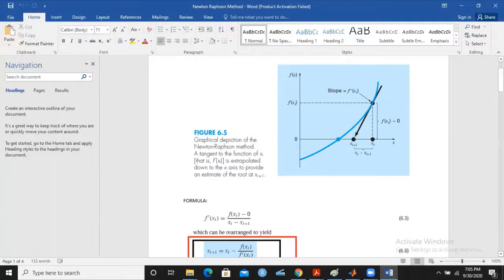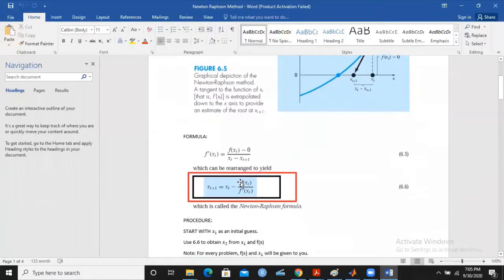Okay, let me take you to the formula here. You can see that x_{i+1} is equal to x_i minus f of x_i divided by f dash of x_i. f and f dash are the function and the corresponding derivative. Now what is x_i? i stands for the index.